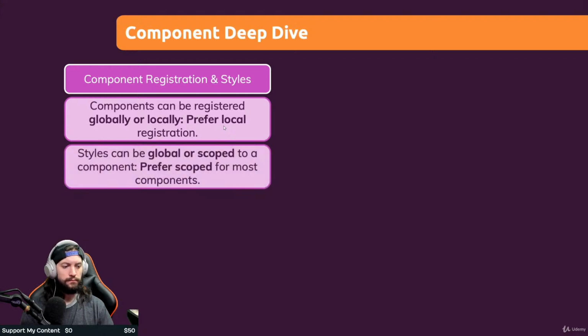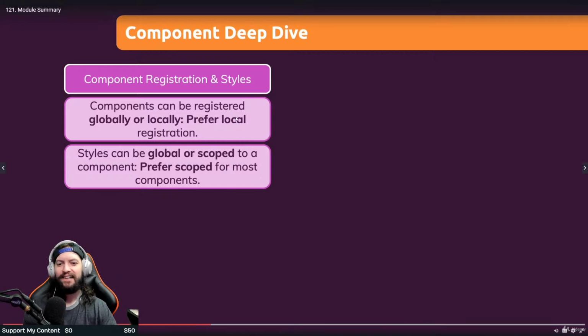We also had a look at styling, and styling can also be global or scoped. Global styles affect all HTML elements, no matter in which component they are, and scoped styles only affect the HTML elements in the template of the component where you are using them.